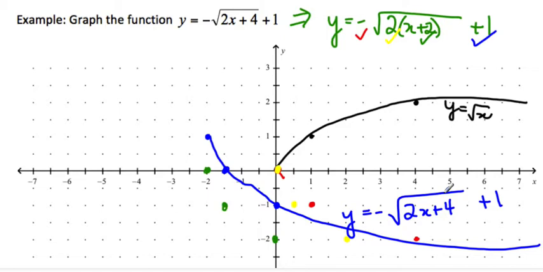Again, I'm doing the same thing that we did before. I'm just doing it in order of left to right. As I told you, colors, very useful.